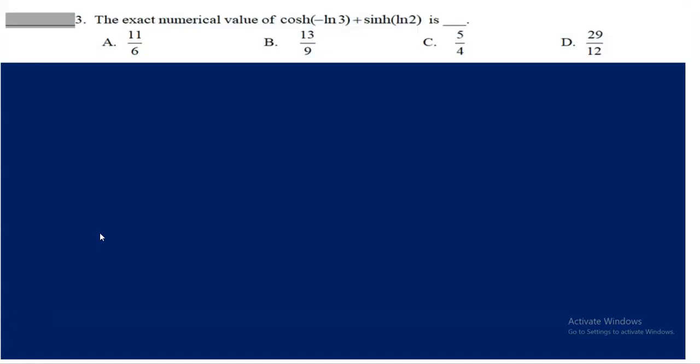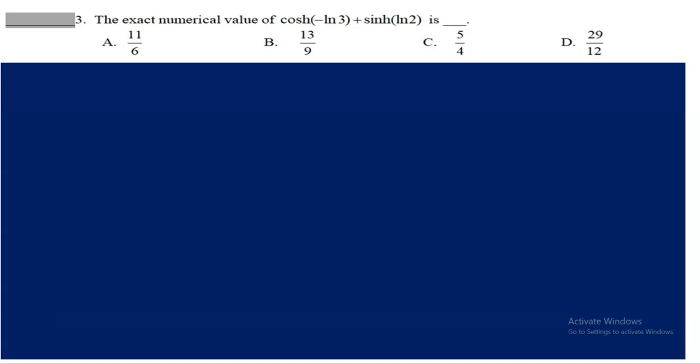Okay, dear students, let's continue again. So what follows is question number 3. It says: find the exact numerical value of cosine hyperbolic of minus ln 3 plus sine hyperbolic of ln 2. Choices are given to you: 11 over 6, 13 over 9, 5 over 4, 29 over 12.